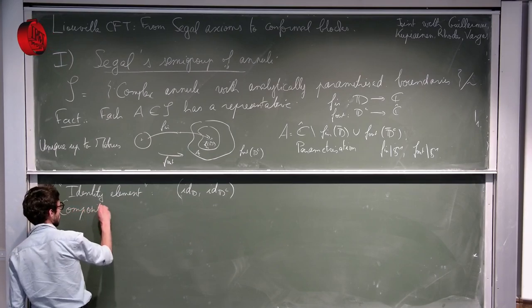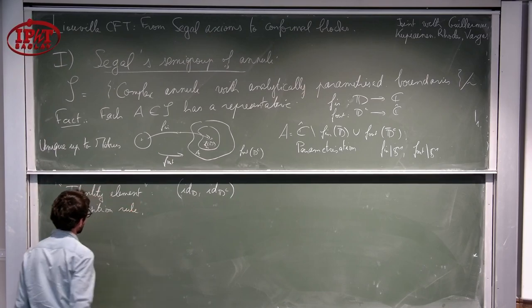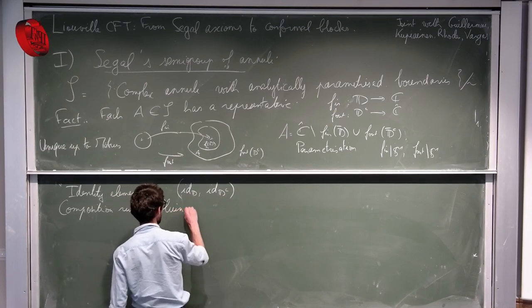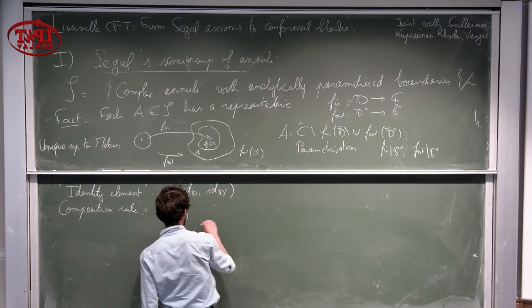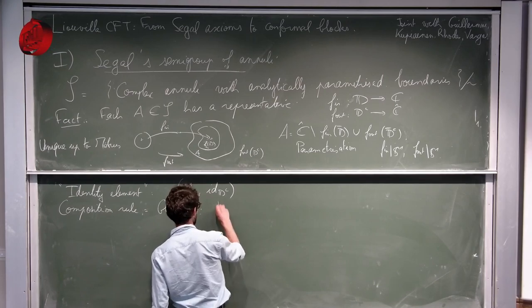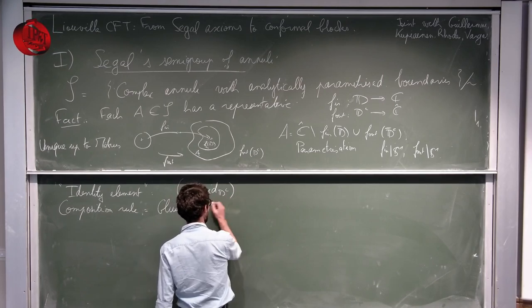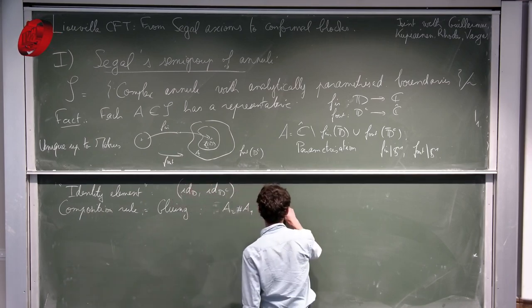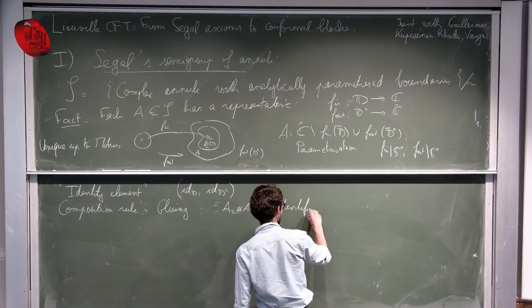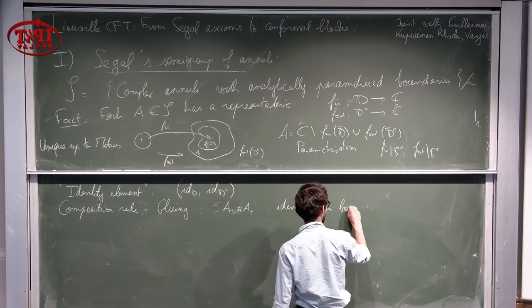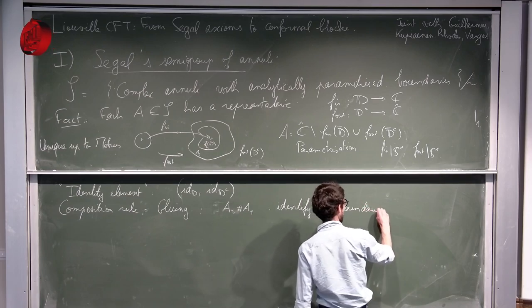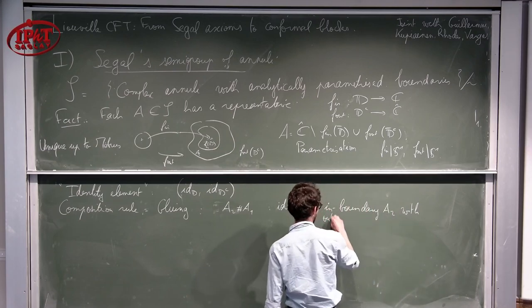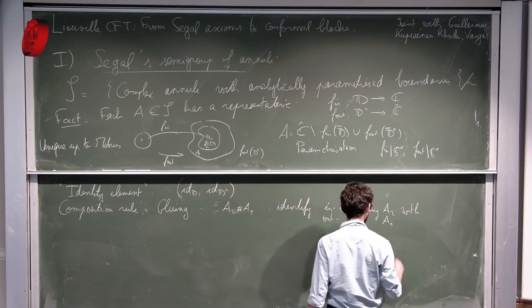And so what is the composition rule? Well, the composition rule is just the gluing of annuli. So how do you glue two annuli? If you glue an annulus A1 to an annulus A2, you identify the inside boundary of A2 with the out boundary of A1.